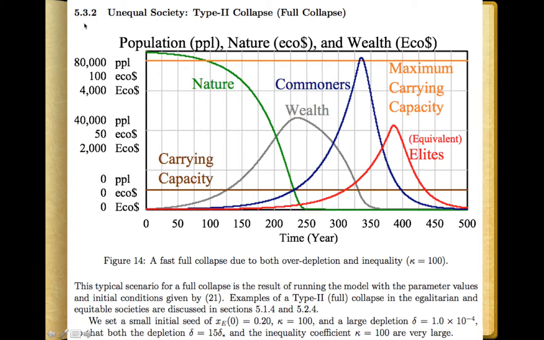Nature gets consumed. In doing that, wealth gets produced, but eventually you run out of nature. Your wealth crashes because there's no more nature to be consumed, and the populations that were able to grow collapse eventually. And interestingly enough, like I said before, the elites are the last ones to go.